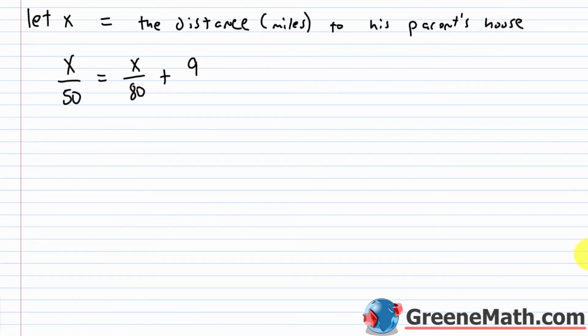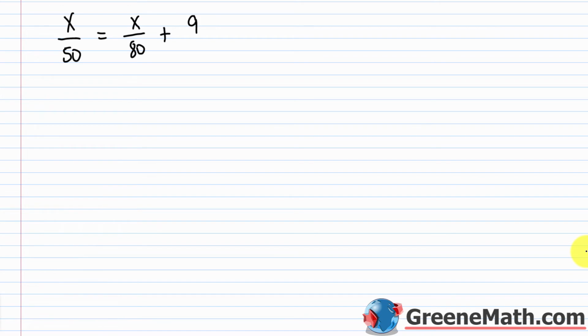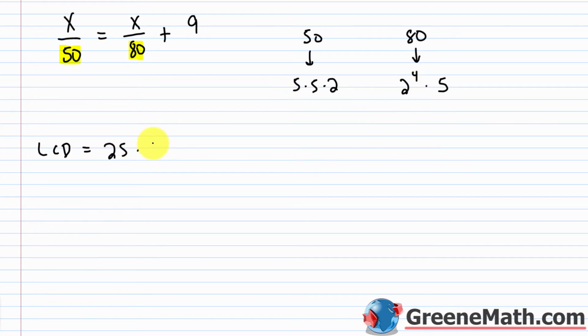Now, to solve this, I just want to find my LCD. If I look at the denominators here, I have 50 and I have 80. If I factored 50, I would get 5 times 5 times 2, basically 25 times 2. If I factored 80, 80 is 16 times 5. So 16 is 2 to the 4th power times 5. So for my LCD, I would have 2 factors of 5, or 25, multiplied by 4 factors of 2, or 16. So this is 400.